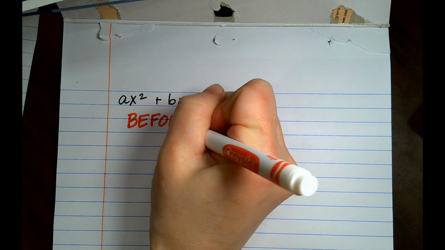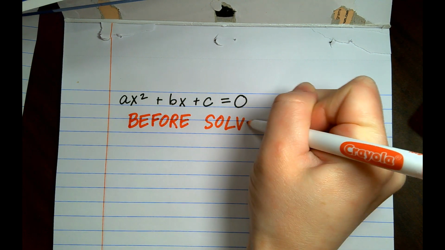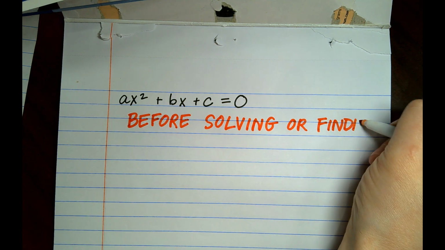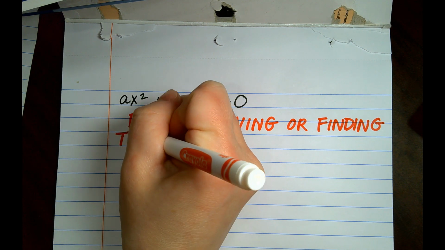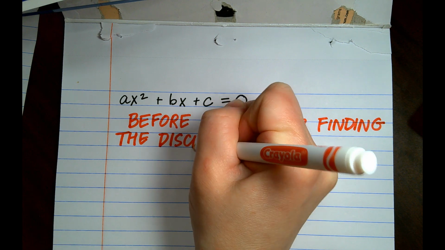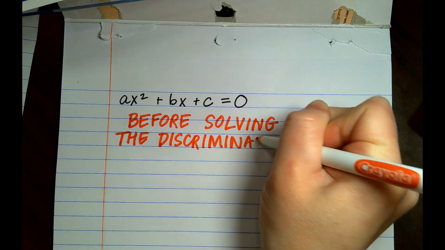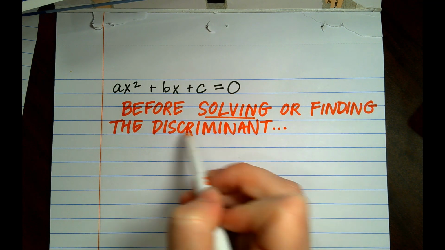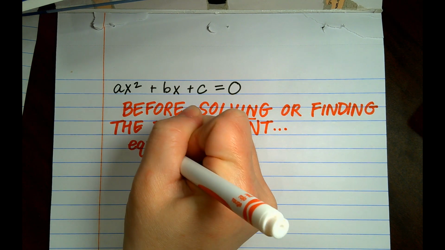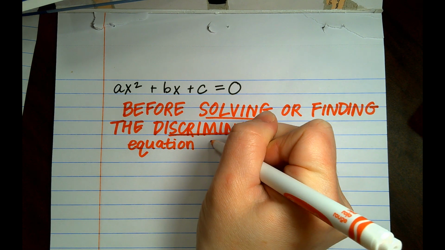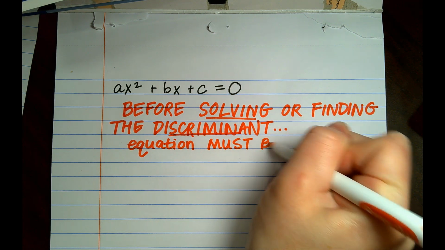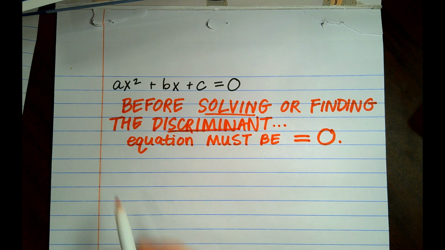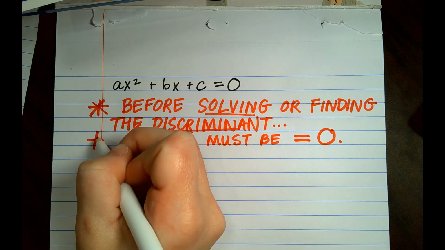Before solving or finding the discriminant, so before doing any of that, your equation must be equal to 0. And that is a very important thing to remember.